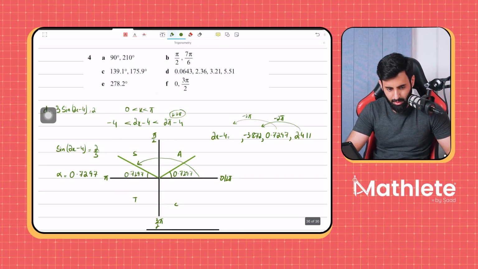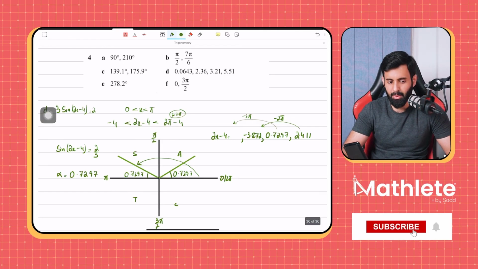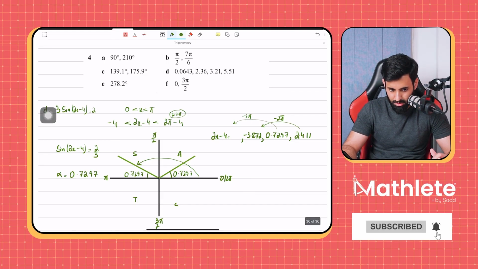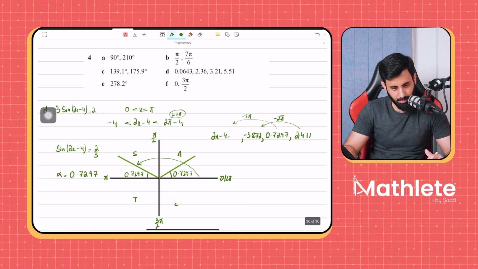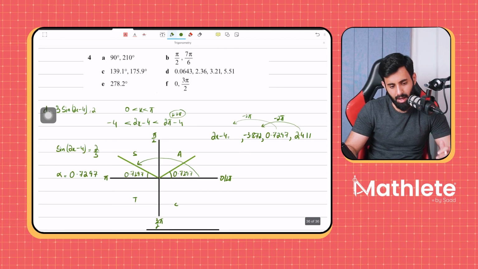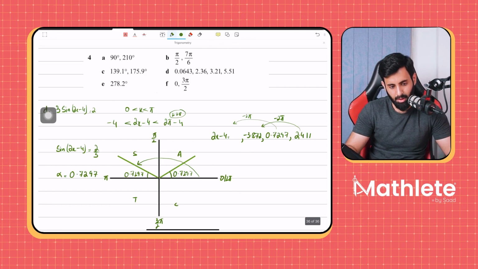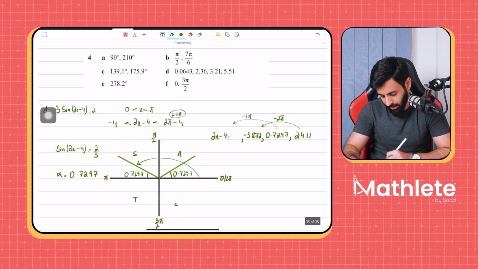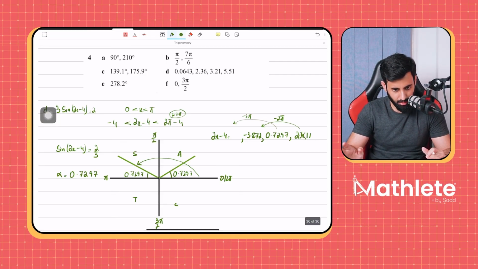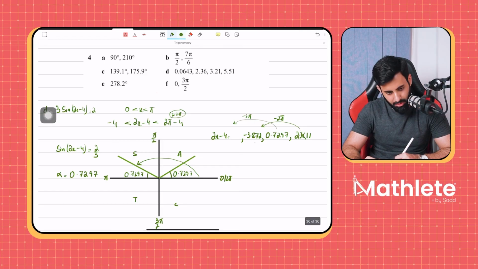But sir, why will we? Okay, we will not include 2.411 as the final answer. We're using 2.411 to get the previous solution, the solution before the first cycle. We're not going to include it. We're only going to include these 2.